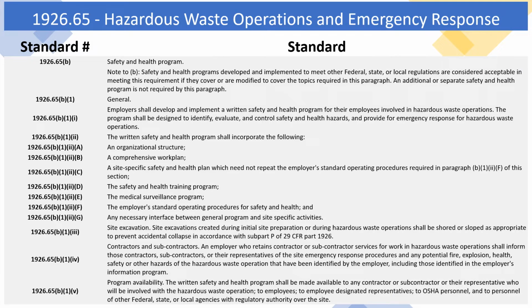1926.65(b) Safety and Health Program. Note 2 to (b): Safety and health programs developed and implemented to meet other federal, state, or local regulations are considered acceptable in meeting this requirement if they cover or are modified to cover the topics required in this paragraph. An additional or separate safety and health program is not required by this paragraph.